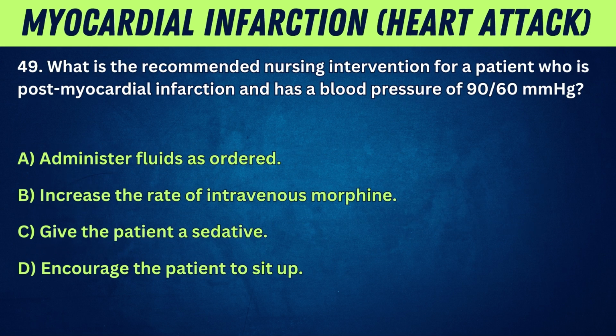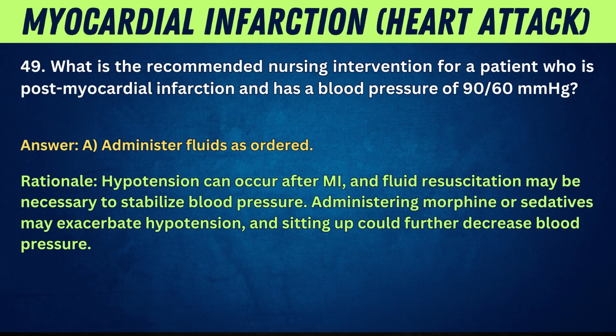49. What is the recommended nursing intervention for a patient who is post-myocardial infarction and has a blood pressure of 90/60 millimeters of mercury? A. Administer fluids as ordered. B. Increase the rate of intravenous morphine. C. Give the patient a sedative. D. Encourage the patient to sit up. Answer: A. Administer fluids as ordered. Rationale: hypotension can occur after MI, and fluid resuscitation may be necessary to stabilize blood pressure. Administering morphine or sedatives may exacerbate hypotension, and sitting up could further decrease blood pressure.